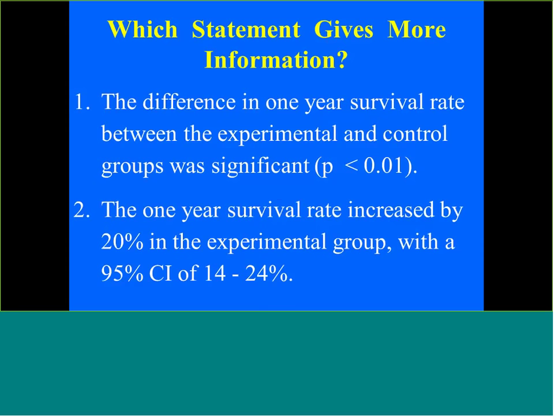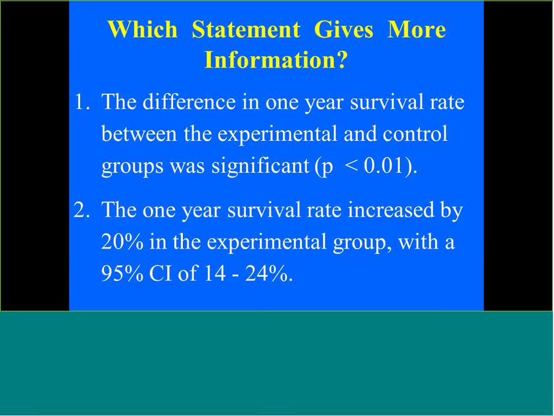So statement 1 is that the difference in 1-year survival rate between the experimental and control groups was significant. The p is less than 0.01. Okay, so that's good. So I know that we've got different survival rates, got a significant p-value. Yes, you have a question? Yes. So it doesn't have to be one or the other. It actually should be both. Yeah, I mean, in the past, people have just looked at p-values and said that was the mark in the sand, but it's better actually to report the p-value and the confidence interval. That gives you more information.